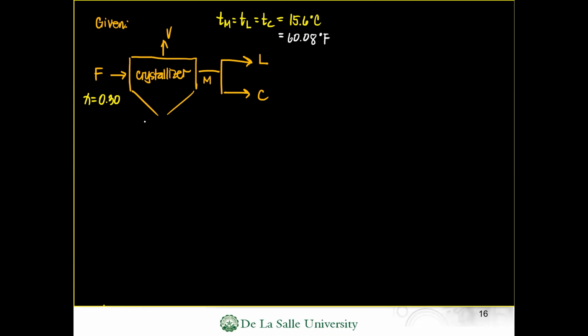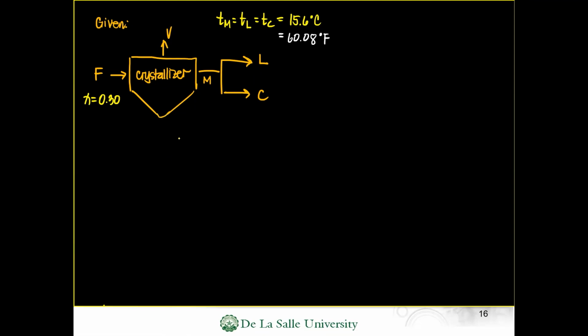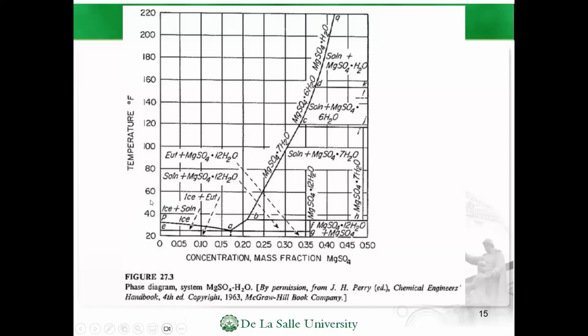60.08 degrees Fahrenheit. So why did they have to ask you to convert that first to degrees Fahrenheit? Because you know that the crystals come out at that temperature. So it would be best to convert that because look at this. At 60 degrees, what is the composition of the crystals at that point? At 60 degrees Fahrenheit, let's use this, and then it would come out there.